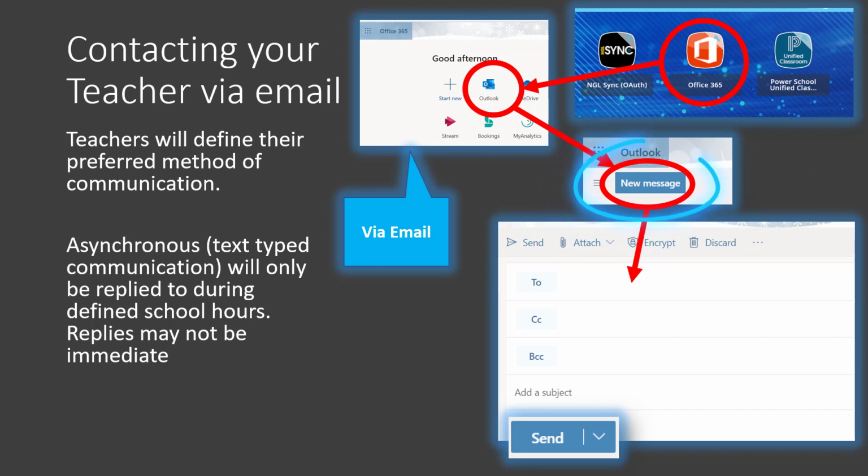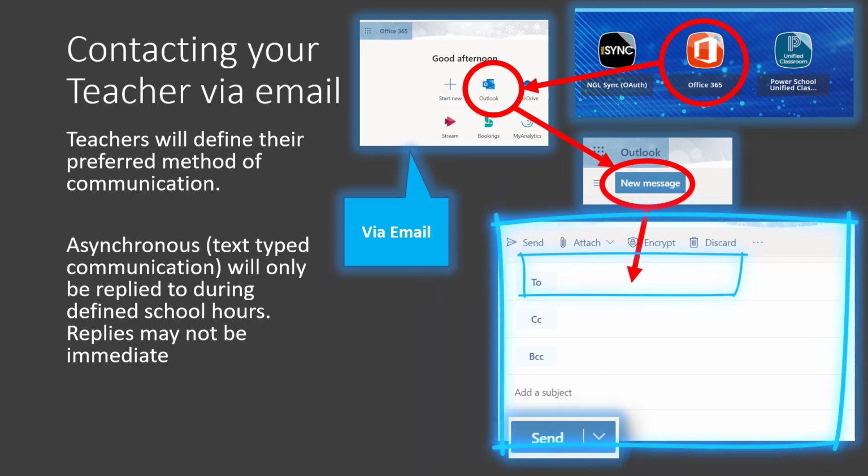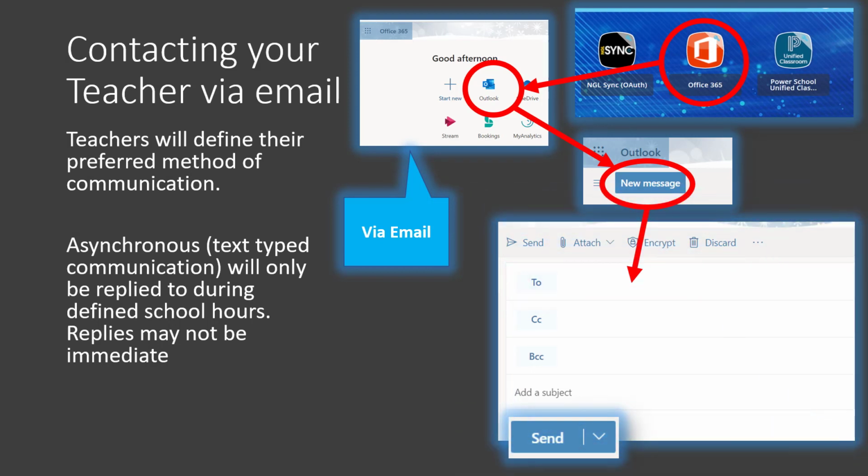Click on New Message button in the upper left corner of Outlook. A new email will open. In the To box, type your teacher's name. It will automatically look up their email. Click on the correct option provided. Finally, compose your communication and add a subject, then click Send, found near the bottom of the email.